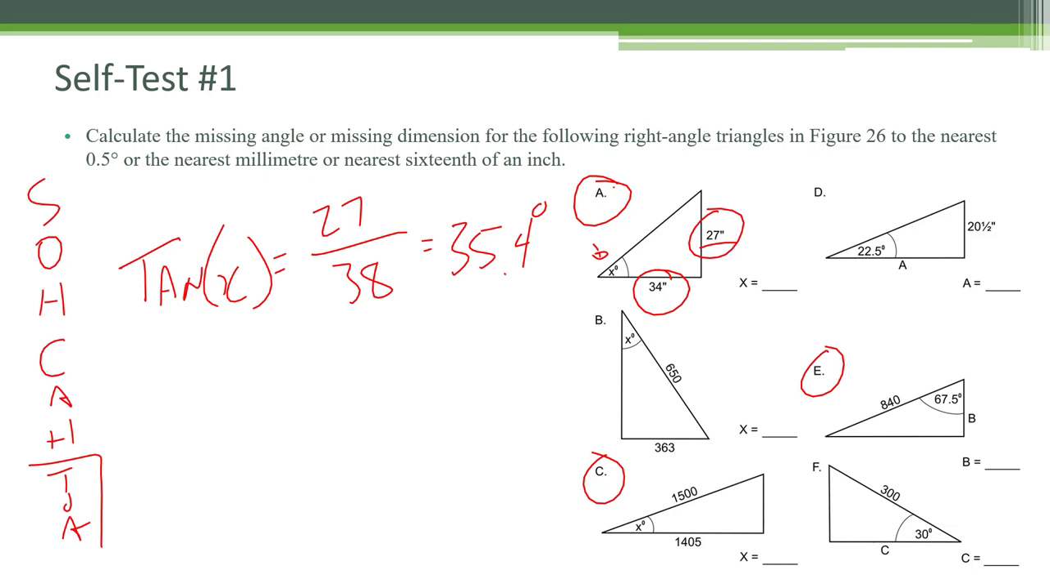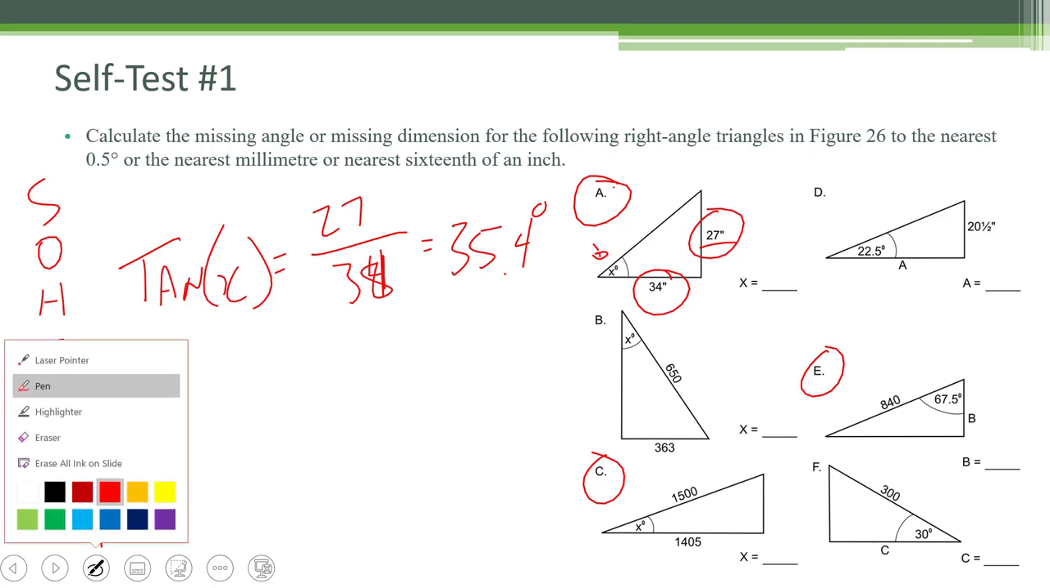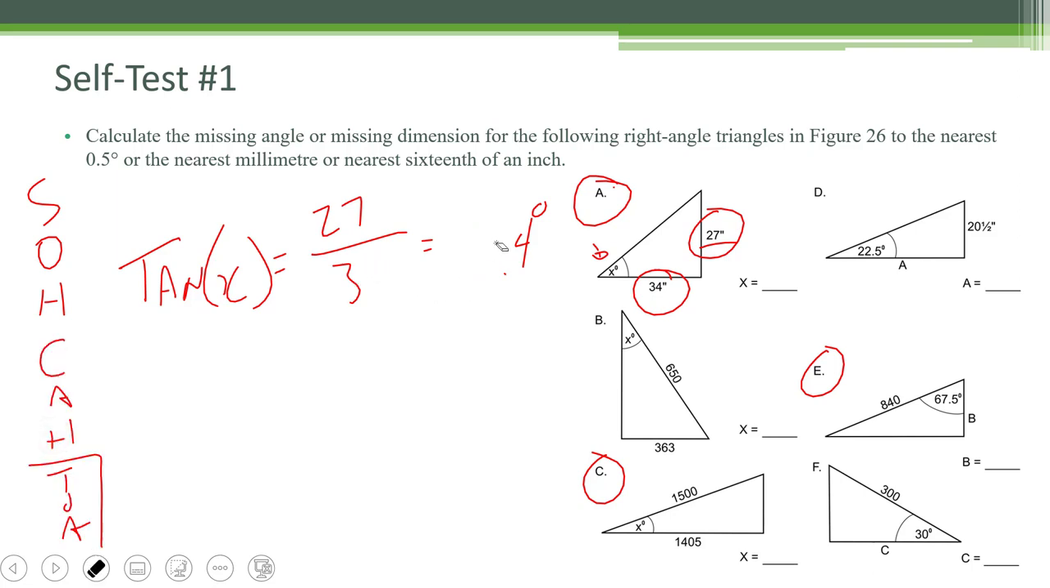Oh, sorry, I messed that up. Look at me. That should have been 34. My bad. Let's erase this out. Okay, so it should be 27 over 34. There we go. 27 divided by 34 equals shift tan. It should be 38.45. Okay, so that rounds up to, I guess they want nearest half, so it'd be 38.5 degrees.